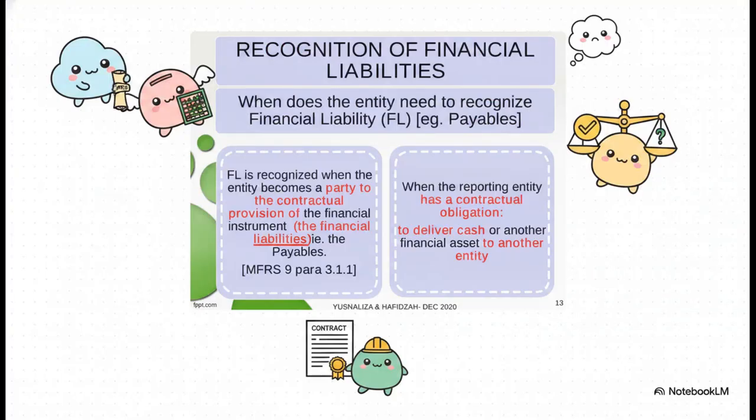Okay, class, take a deep breath because we're looking at exactly when we officially record this debt in our accounting books. The golden rule of MFRS 9 is that a financial liability is recognized when and only when the entity becomes a party to the contractual provision of the instrument. What does that actually mean in plain English? It means you only record the debt when the performance obligation has been met. You don't record it just because you thought about buying something, or even just because you placed an order.